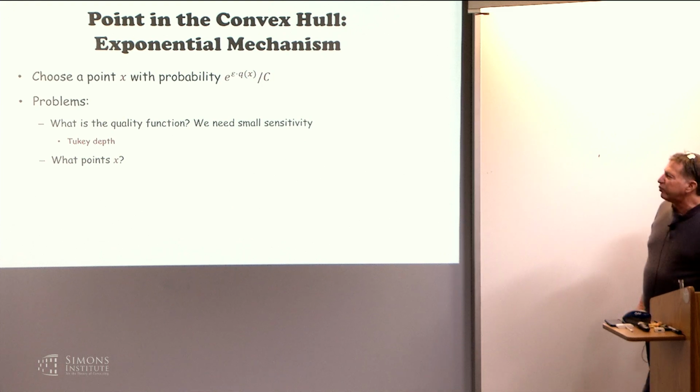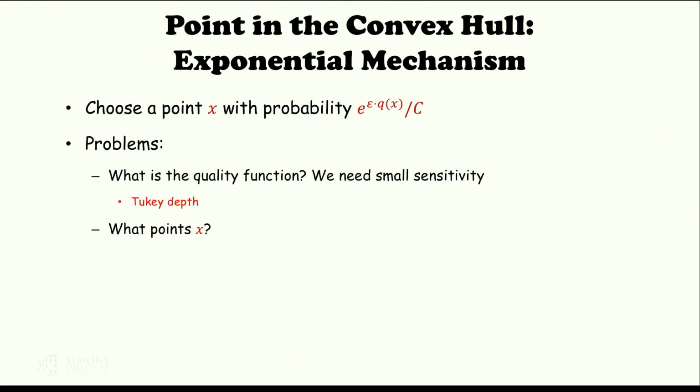So going back to the exponential mechanism, we know what the quality function is. The quality function that we will use is the Tukey depth. And this function has sensitivity 1. If we move one point from one location to another, the number of points that we need to remove can increase or decrease by 1. So this is a nice function. As I said, there's a problem: we know that there's a point with high Tukey depth, even if it's not in the sample.